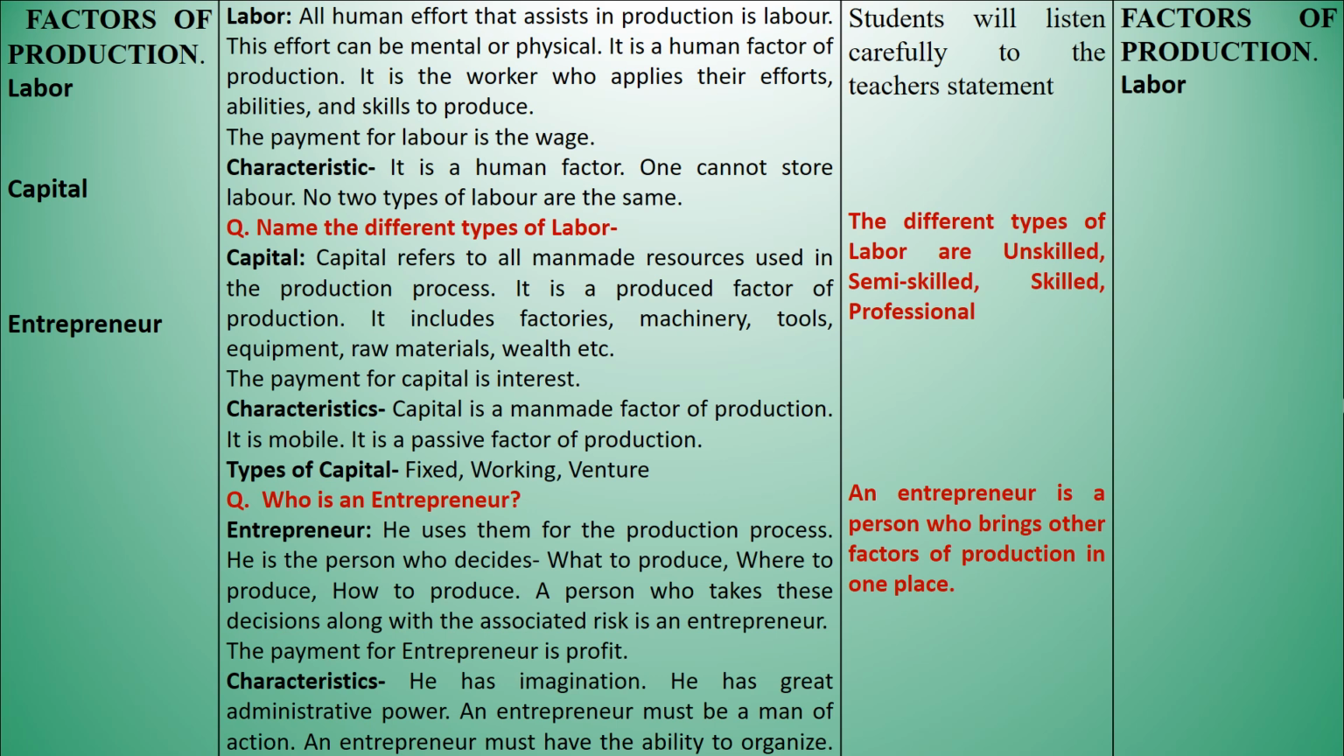place. After the second developing question, another teacher statement will continue, that is, entrepreneur. He uses them for the production process. He is the person who decides what to produce, where to produce, and how to produce. A person who takes these decisions along with the associated risk is an entrepreneur. The payment for entrepreneur is profit.